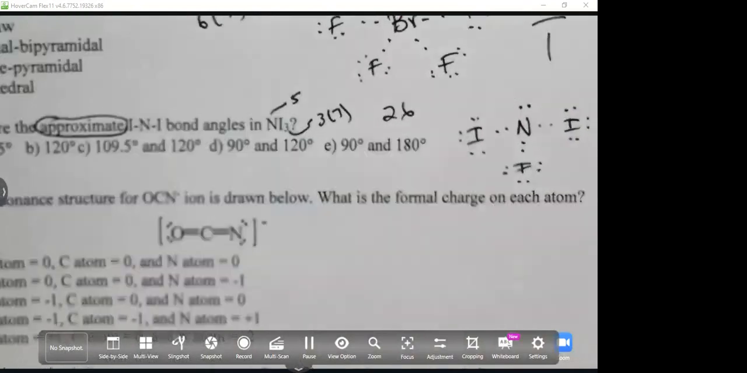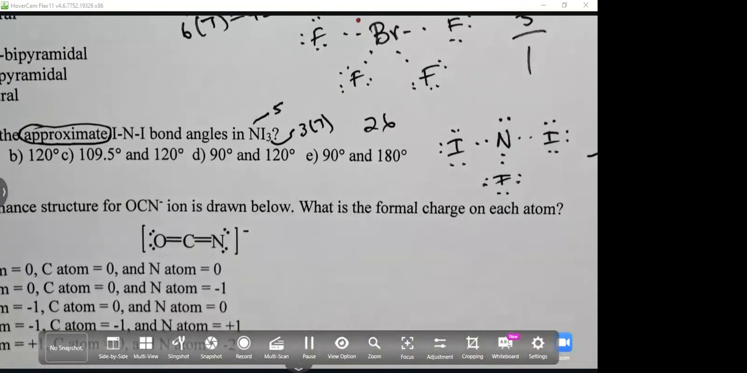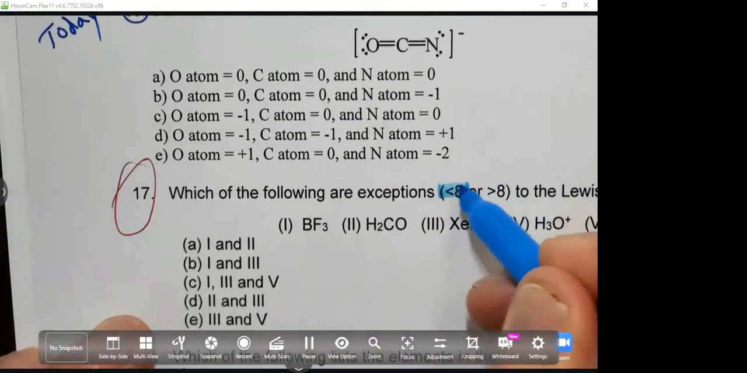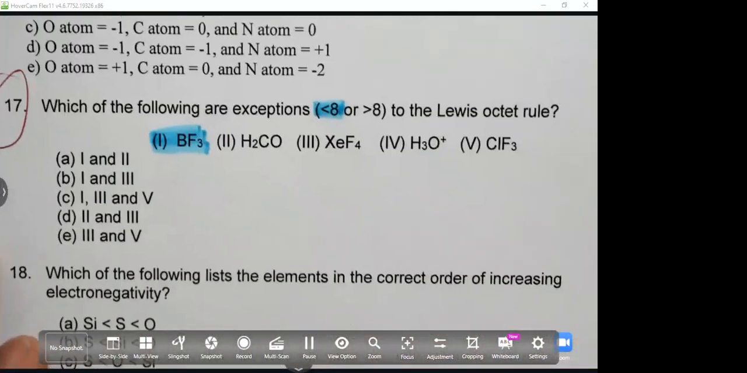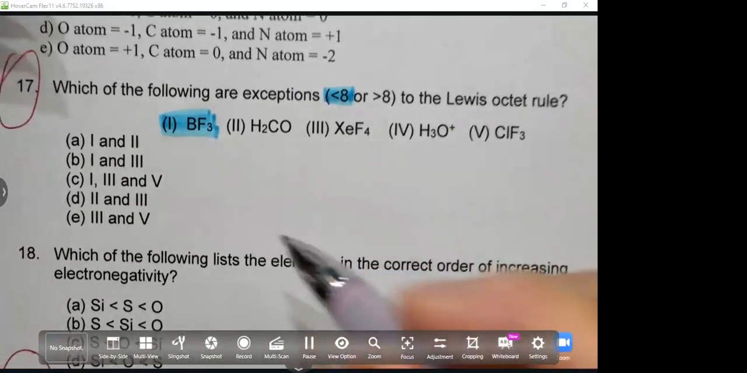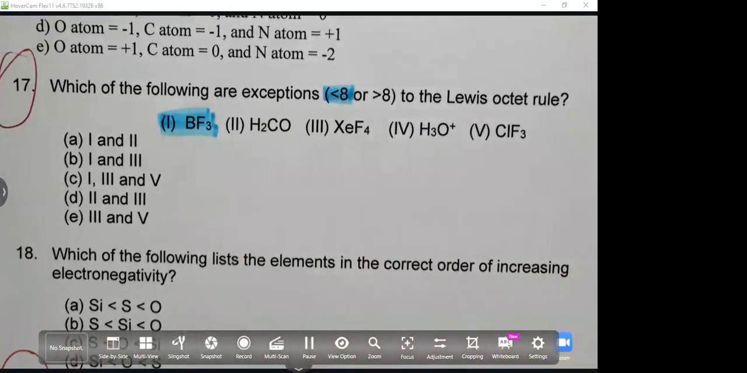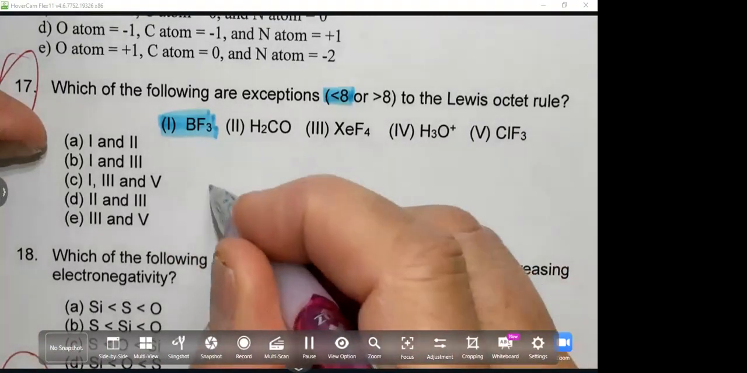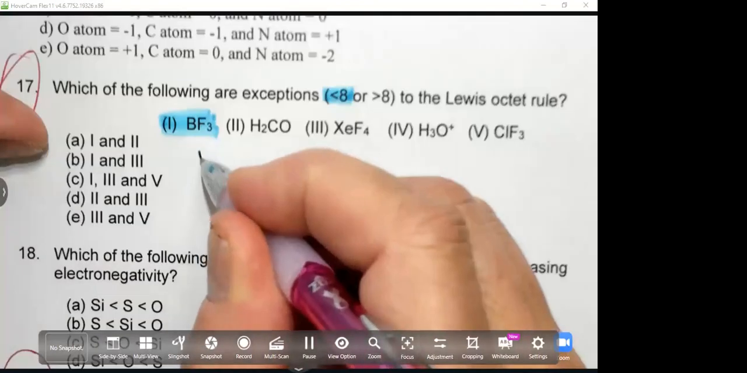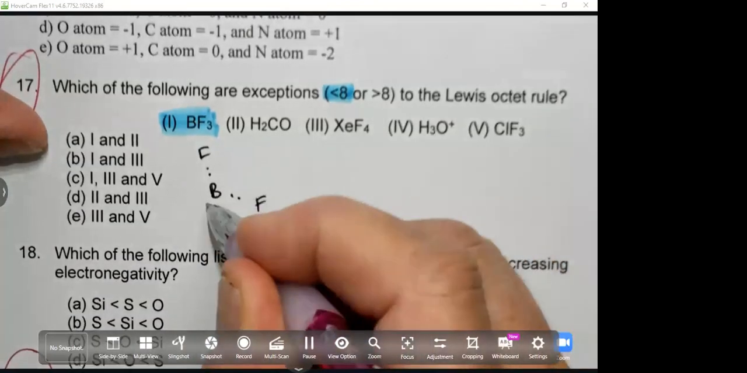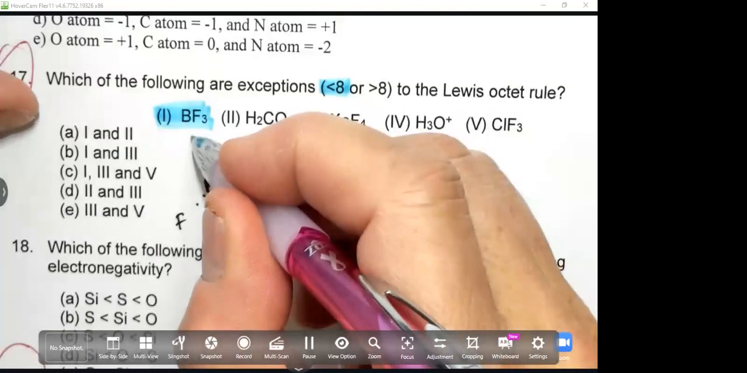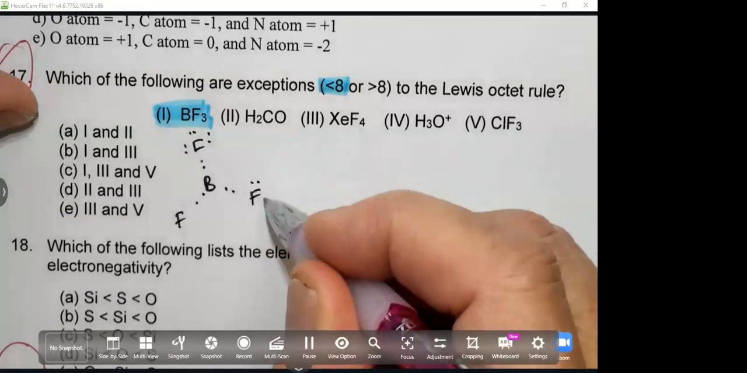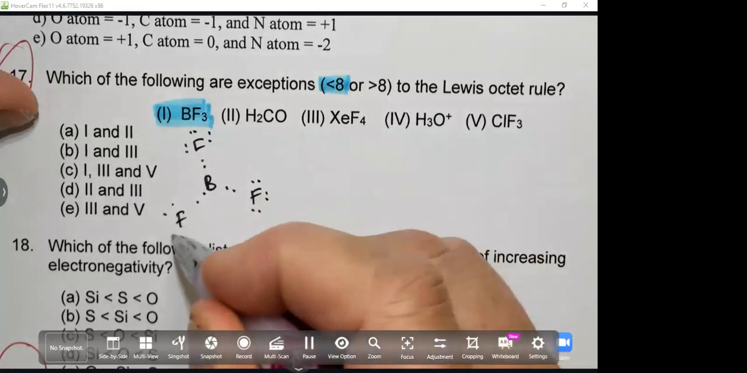All right, exceptions to the octet rule. In 17, less than 8. This right here is on here. Hopefully you've seen this so many times, but you have to actually draw all these out. So less than 8, I can guarantee you, is boron. So if you actually drew this out, boron is going to be the central atom, and it only has 6 electrons.